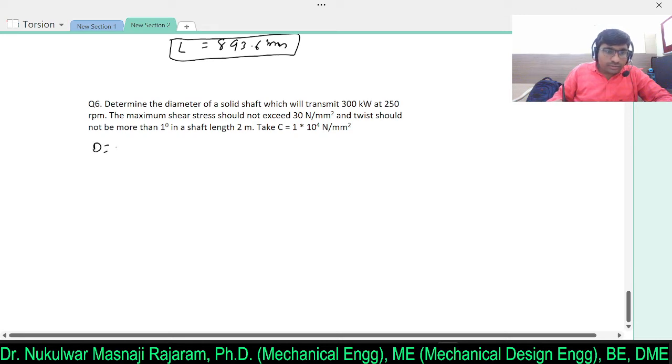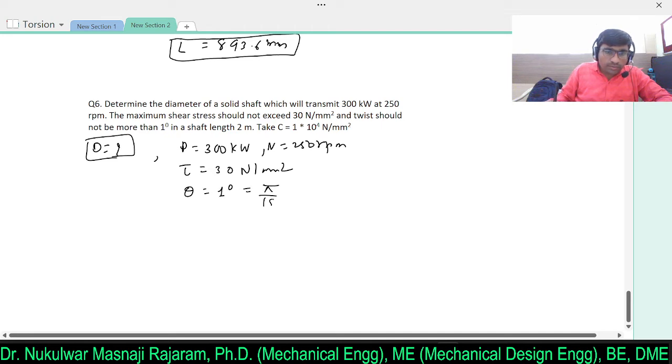Determine the diameter of the shaft. So we need to evaluate the diameter of a solid shaft which will transmit power. Again, power is given as 300 kilowatt and speed is given as 250 rpm. Maximum shear stress, that is tau, is given as 30 newton per mm square, and twist theta is given as 1 degree, that is pi by 180 radian. Here length is given as 2 meter and modulus of rigidity C or G is given as 1 into 10 raised to 4 newton per mm square.